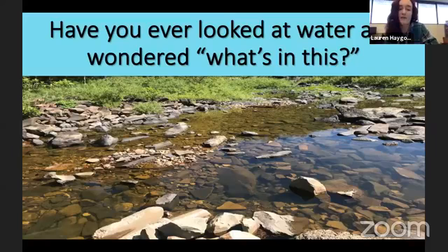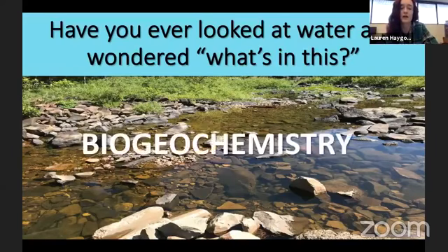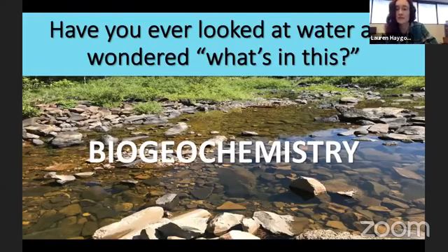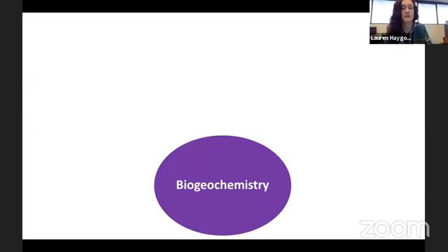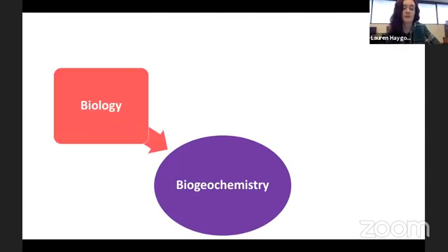And if you have, then that kind of means it's fallen under biogeochemistry, because that's kind of what we're doing with biogeochemistry: looking at water systems, at least for me, and going, what's in this? So what is biogeochemistry? Biogeochemistry involves biology, which is the study of life in living organisms.